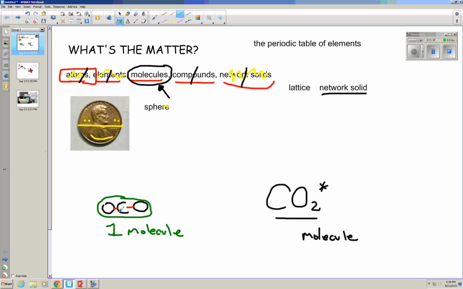Is carbon dioxide a compound? Answer that. Let's see, a compound has to have one or more different types of atom bonded together. There it is. Oxygen and carbon. Yeah, carbon dioxide is a compound. Is carbon dioxide an atom? Well, it's not one atom. It's actually two different types of atoms. Is carbon dioxide an element?